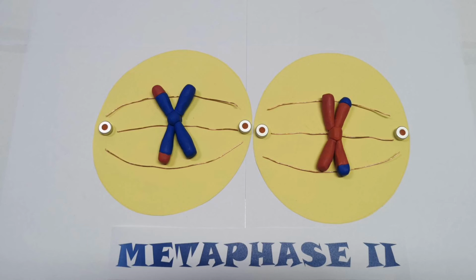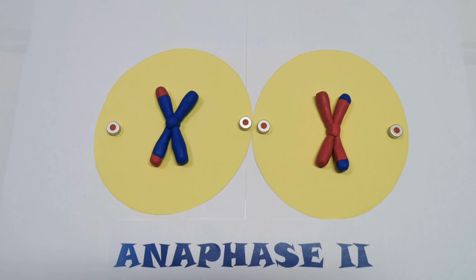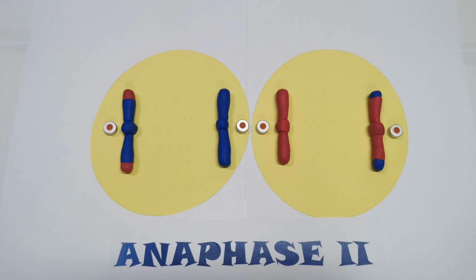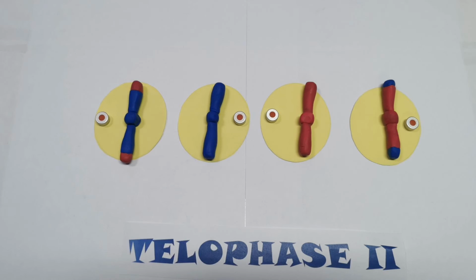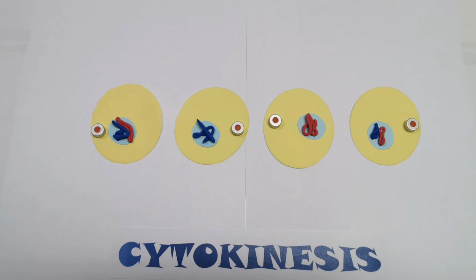During metaphase, the chromosomes line up at the center. This time, it's in the same direction as it would be in mitosis. Then in anaphase 2, the chromatids separate into chromosomes as spindle fibers pull them to each side. In telophase, the chromosomes unwind into chromatin, and the nuclei reform.